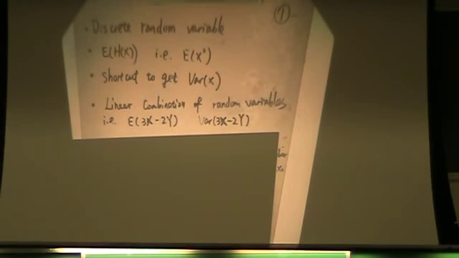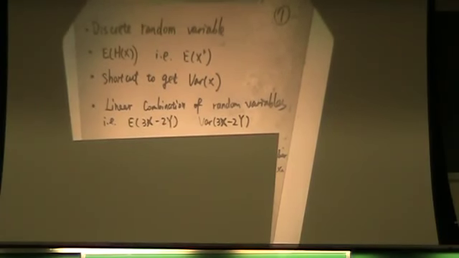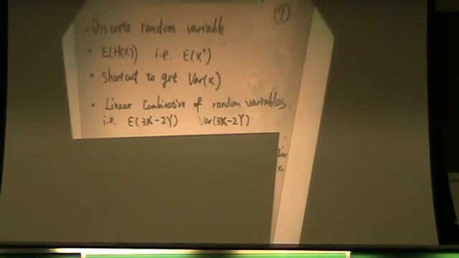Basically, today we're going to cover 4 topics in the lecture notes. First, we're going to give a definition. We're going to talk about discrete random variable. We're going to give a definition of it, and then we're going to talk about the expected value of a function involving the random variable, in this form.